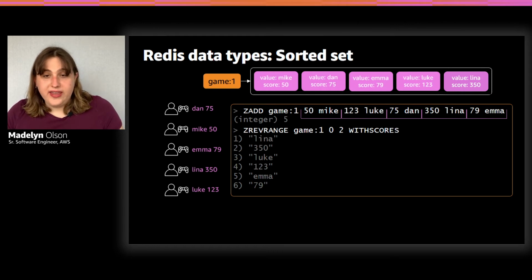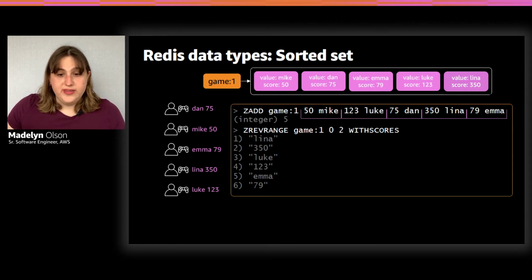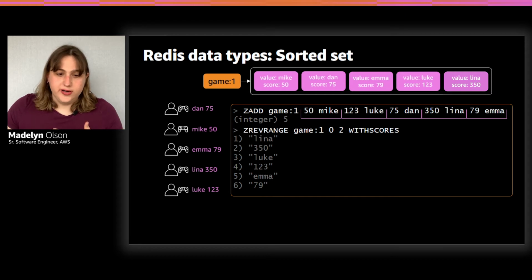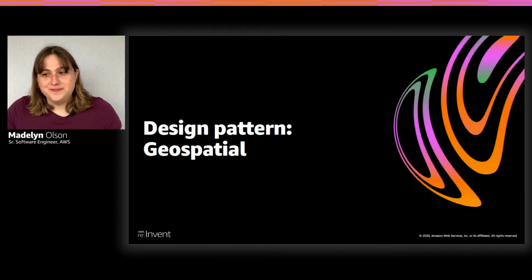Then, when we wanted to pull the data out, we were able to use ZREVRANGE and say we want to grab from the game1 key the 0 through 2nd rank. And WITHSCORES just means we also want to return the scores. So if this was a game and we put all this data in and we wanted to say, who are the top 3 scorers, this would be the command we'd run. And we could see that Lena got first place, Luke got second, and Emma got third, and we could give them their respective trophies.